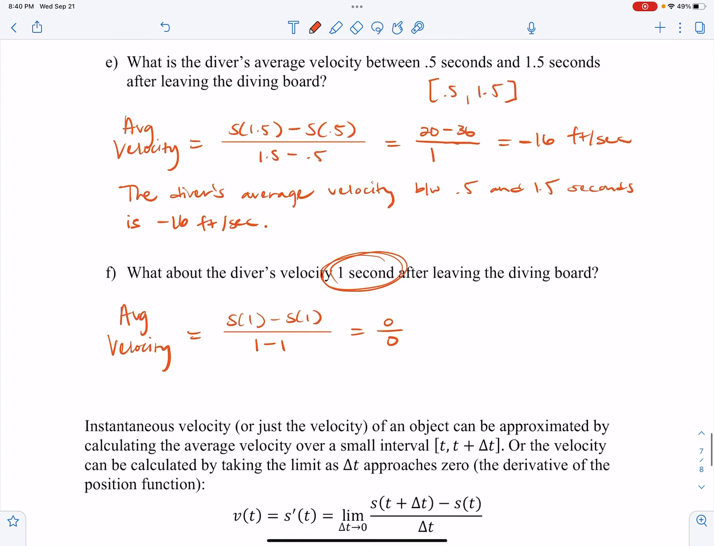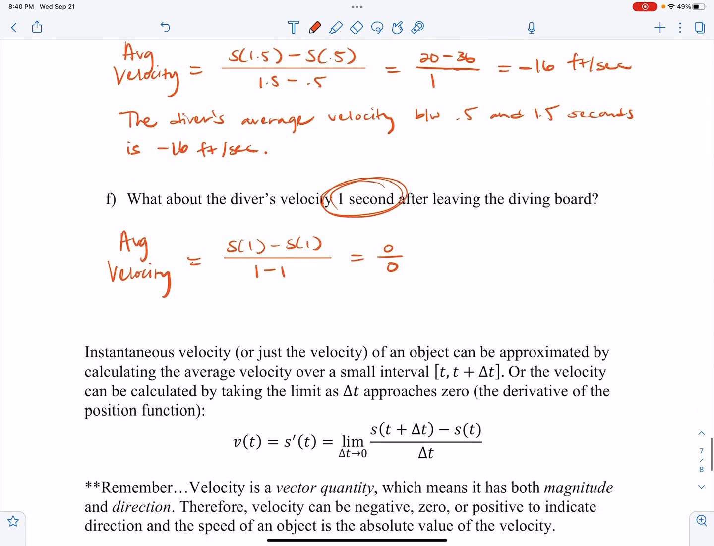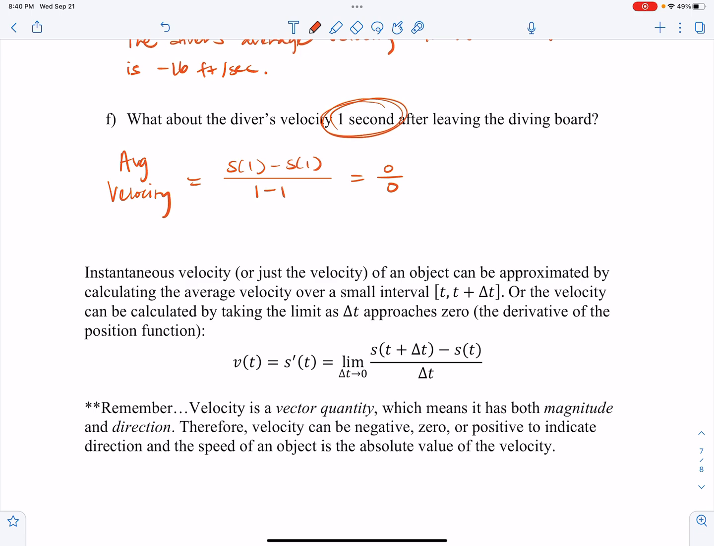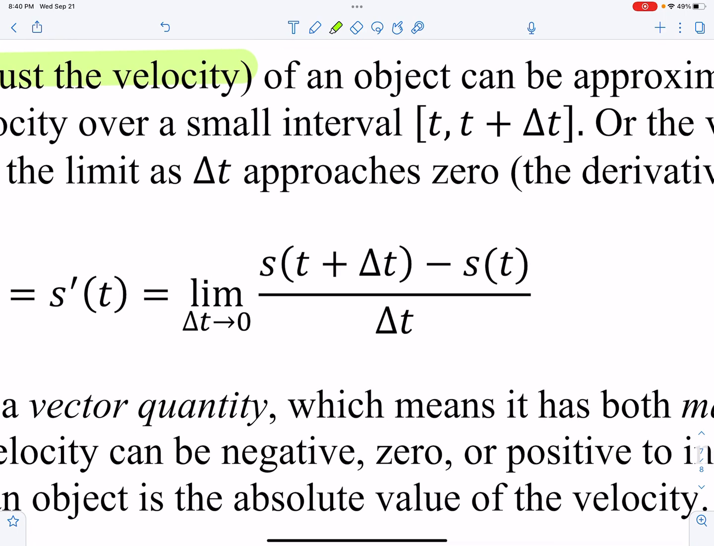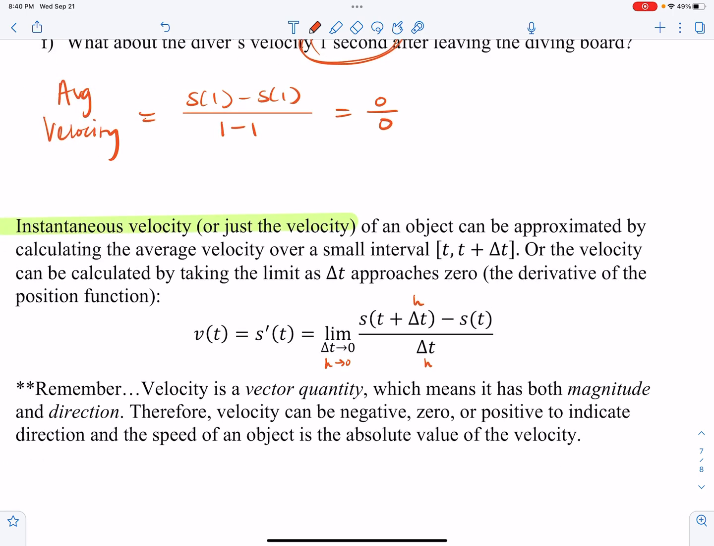So this is where our strategy for calculating average velocity does not work for calculating instantaneous velocity, which we call just velocity of an object. So instantaneous velocity of an object is just how fast an object is moving at a moment in time. And it can be approximated by calculating the average velocity over a small interval, where you think about making that interval smaller and smaller and smaller. Using delta t here instead of h, you could also think about using h. That would be fine, right? Like saying instead h approaching 0 and use h here and h here. That doesn't matter. It represents the length of the interval.